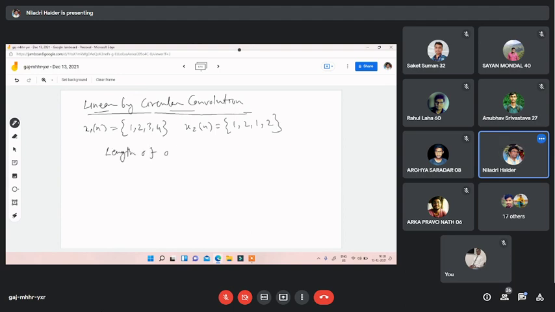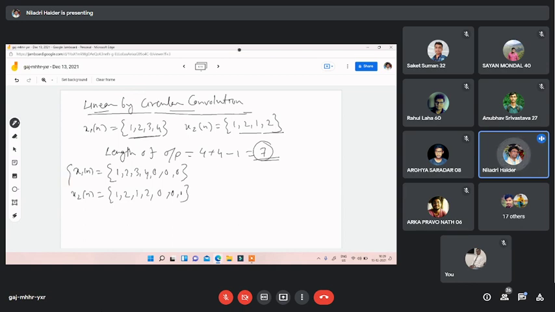Length of output, what will it be? 4 plus 4 minus 1, 7. So initially you have to add 3 zeros to x1 and x2. So x1n you have to make 1, 2, 3, 4, 0, 0, 0. So the length is 7, and x2n is 1, 2, 1, 2, 0, 0, 0. So you have got x1n and x2n. Now do the matrix method over that.